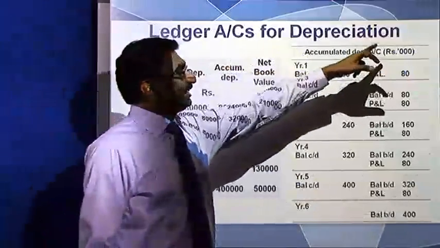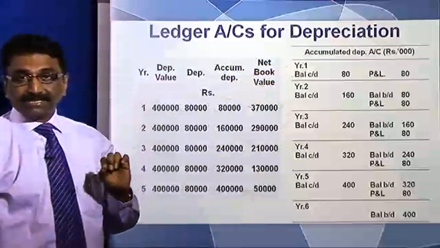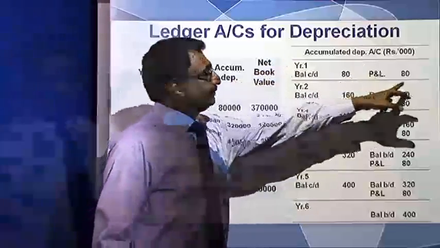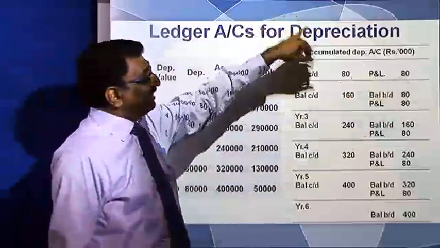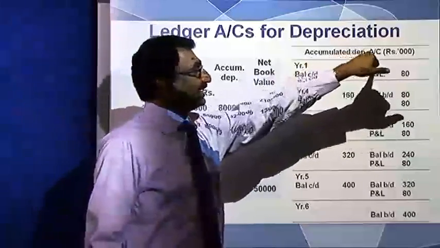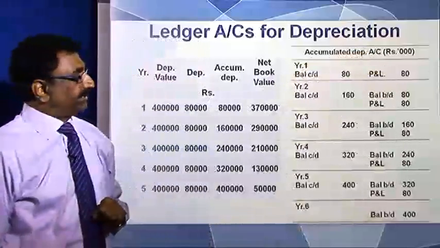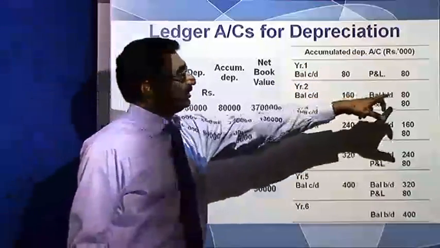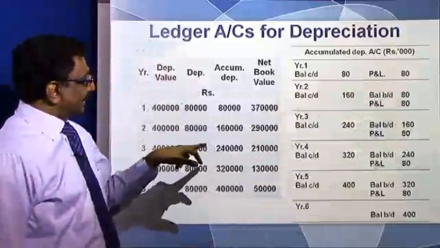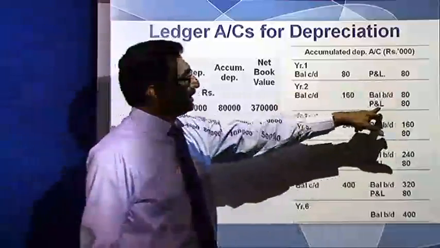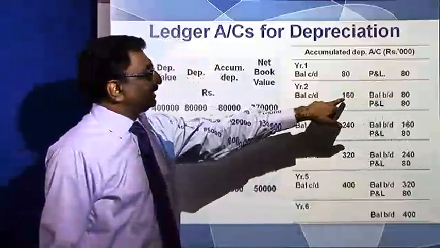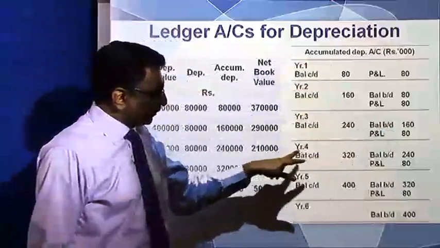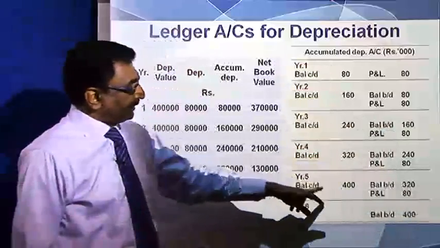You look at the accumulated depreciation account. The first year we said you debit P&L, the profit and loss account is debited by the first year's depreciation, and the credit comes into what is known as the accumulated depreciation account. So once that is done, you carry forward that accumulated depreciation to the second year, and in the second year again 80,000 rupees is charged as depreciation, and then the balance that is carried forward is 160, and so on and so forth.